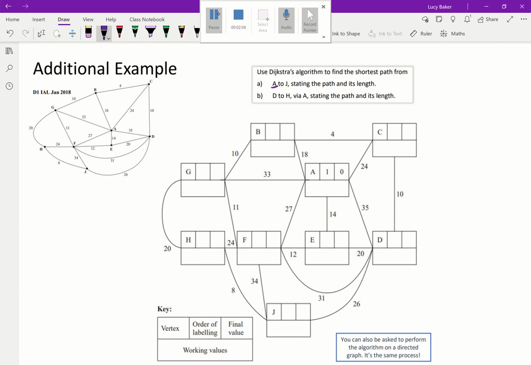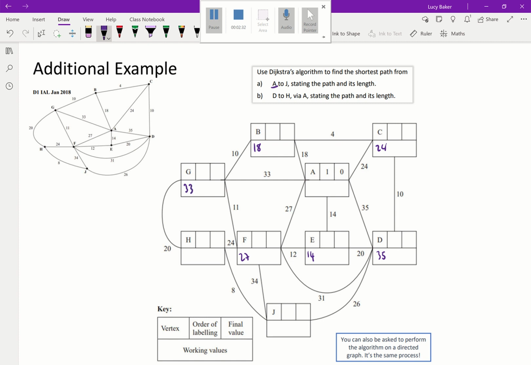Now we look at all the branches coming off of A, all the places that we could potentially travel from A, and we can write in the working values box the distances that we could travel from A. So I could go to B in 18, I could go to C in 24, I could go to D in 35, I could go to E in 14, and I could go to F in 27. I could go to G in 33, there are loads here.